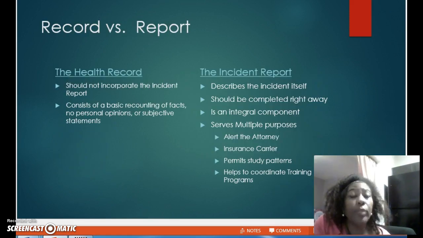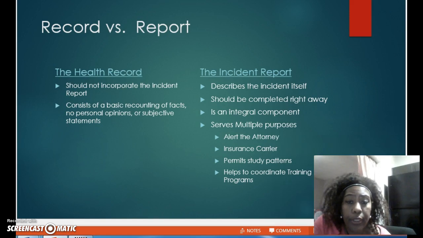Record versus report. The health record versus the actual incident report. The health record should not incorporate the incident report. That's very important. The health record should not incorporate the incident report. Meaning the incident report should not be a part of the health record. The health record consists of a basic recounting of facts, no personal opinions or subjective statements.